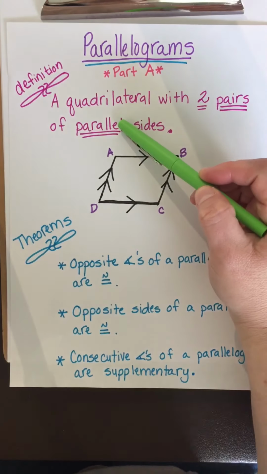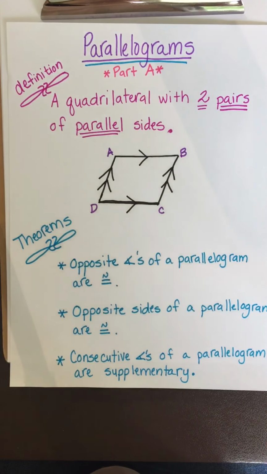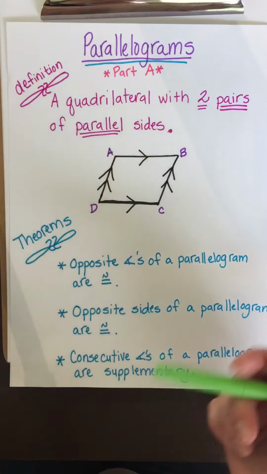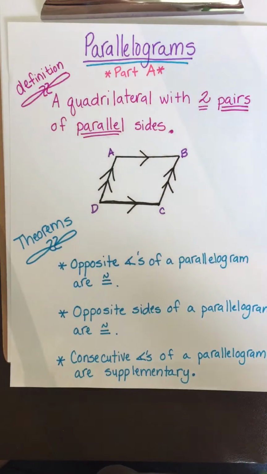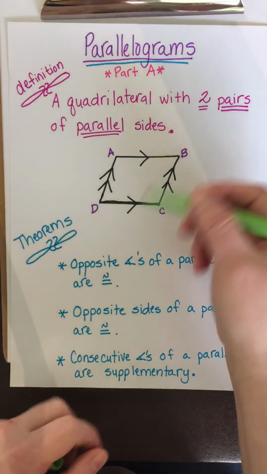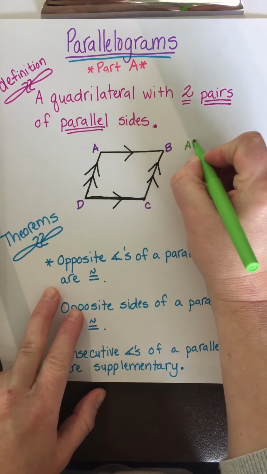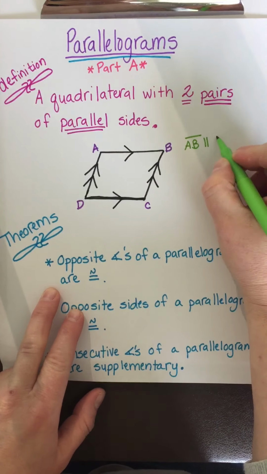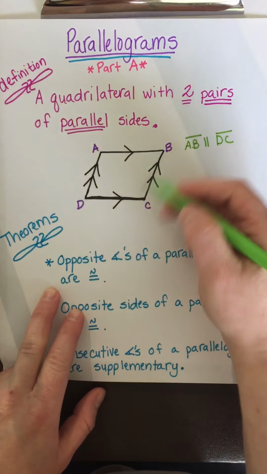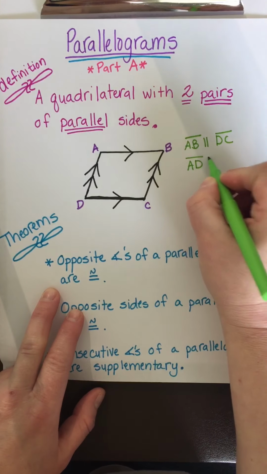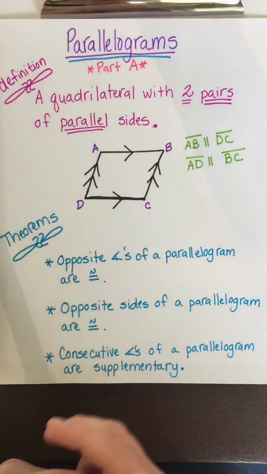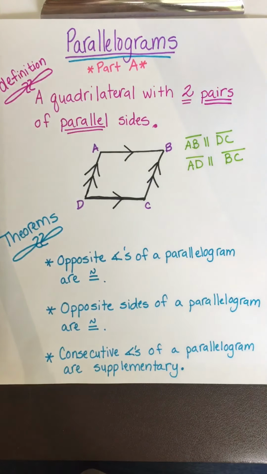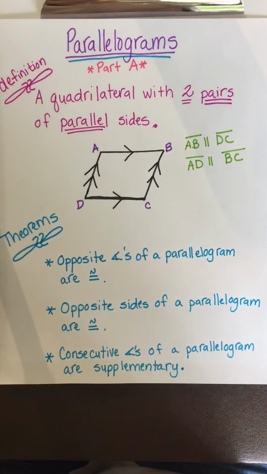Now remember, parallel lines are lines that never cross, right? They run side by side. So if we look here, opposite sides of the parallelogram are parallel to each other. So AB is parallel to DC. And AD is parallel to BC. Okay? And remember, when you have parallel lines, you have alternate interior angles. And guess what? We're going to have stuff to do with that.